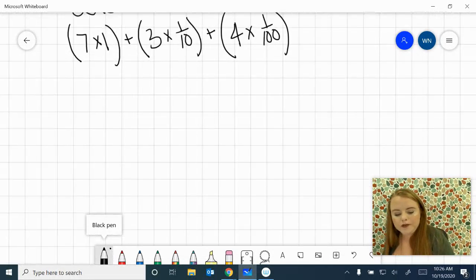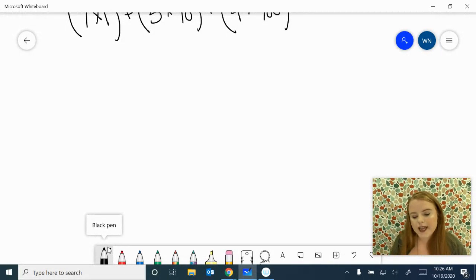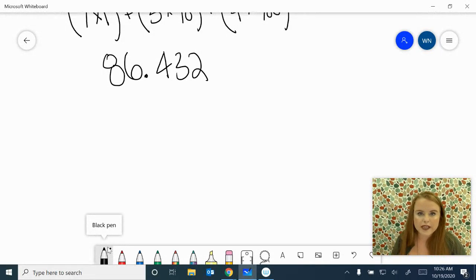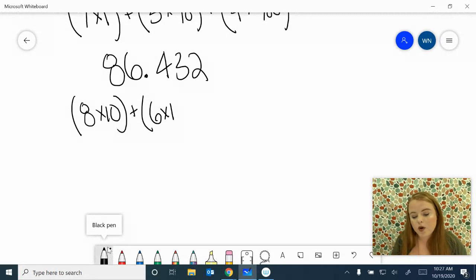Let's go ahead and do another one. Let's say I have 86 and 432 thousandths. Remember, we say that by saying 432 thousandths because the 2 is in the thousandths place. You know how to start: 8 times 10 because the 8 is in the tens place, plus 6 times 1 because the 6 is in the ones place.